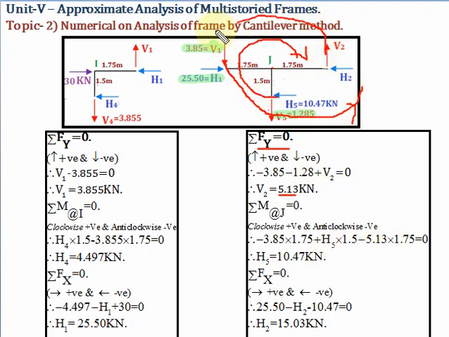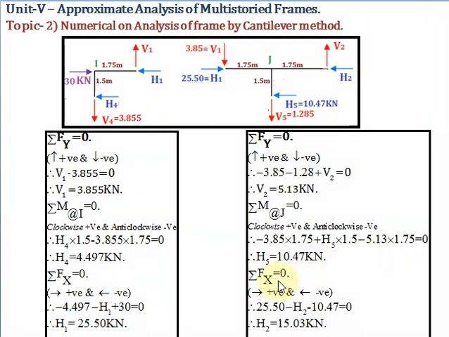Then V2, how V2 is acting? Anti-clockwise direction. What is the value of V2? 5.13, so minus 5.13 into what is the distance? 1.75. So here we will get the value of H pi as 10.47 kilonewton.